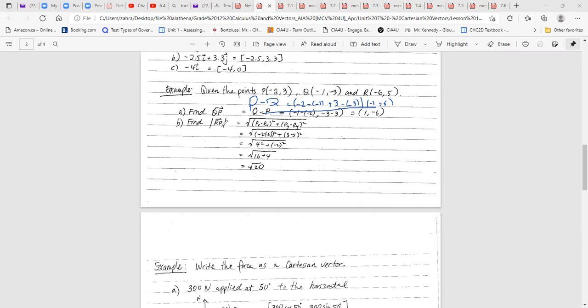Find RP. RP is P minus R. To find the magnitude, the x component to the power 2 plus the y component to the power 2, square root, gives you the magnitude. The x is negative 2 minus r, which is minus 6, and y2 minus y1 is 3 minus 5, to the power 2. So simplify, get a square root of 20.